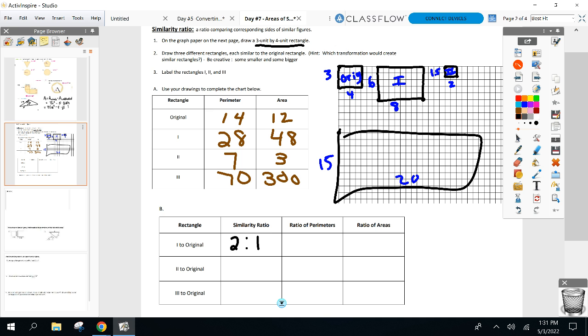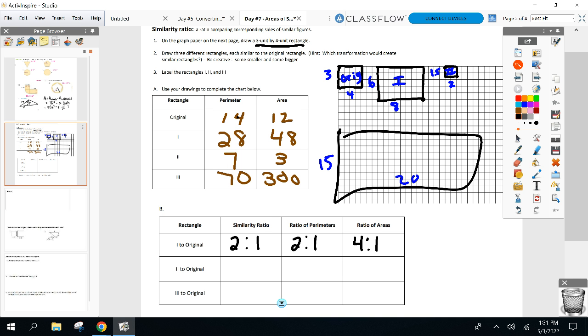Now go to the chart above. What was the ratio of their perimeters? Look, 28 to 14. What's the ratio? Also 2 to 1. Now look at the areas. 48 to 12. What's my ratio? Not 2 to 1, but now 4 to 1.